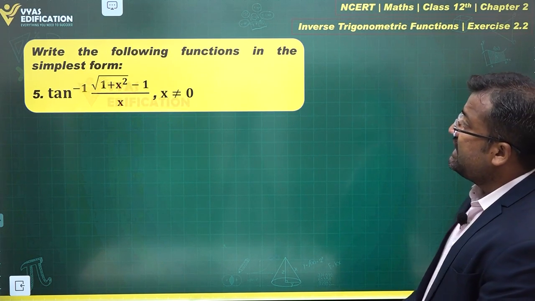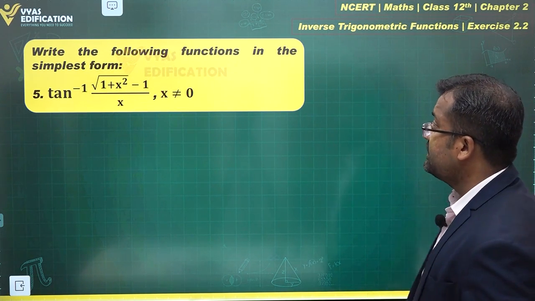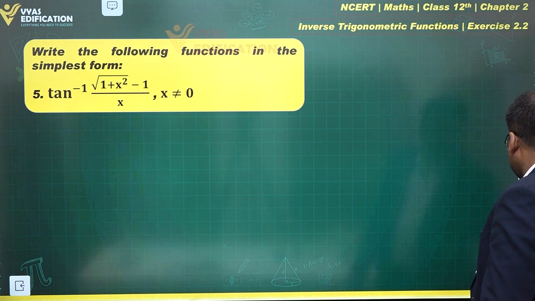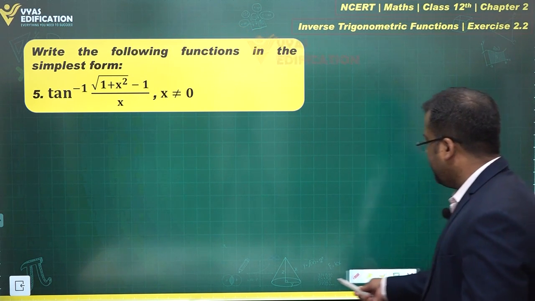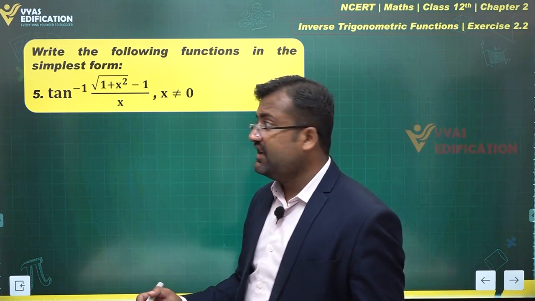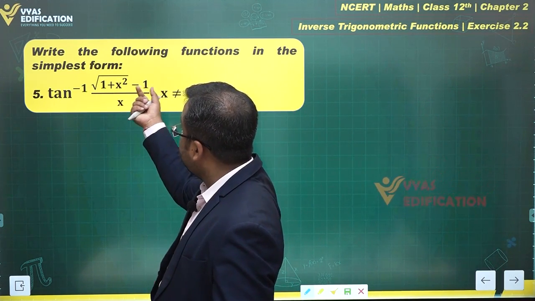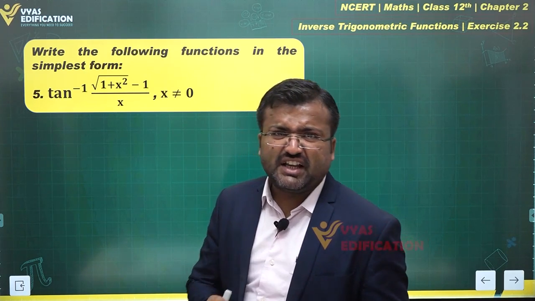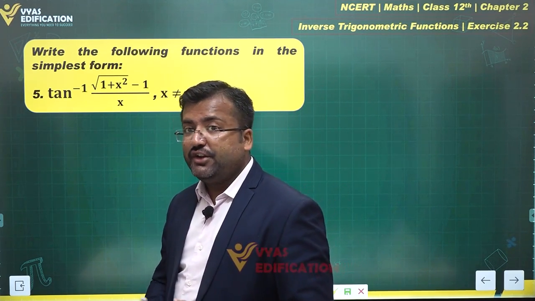Write the following functions in the simplest form. What are we supposed to do in this? We're given this function which looks pretty complicated. You have a tan inverse, which is in itself a difficult thing. And then you have the under root of 1 plus x square minus 1 upon x, a complicated expression. Can this be simplified into something else?